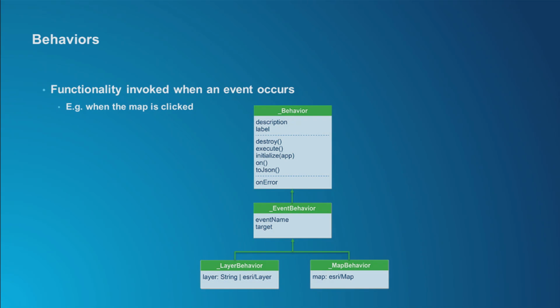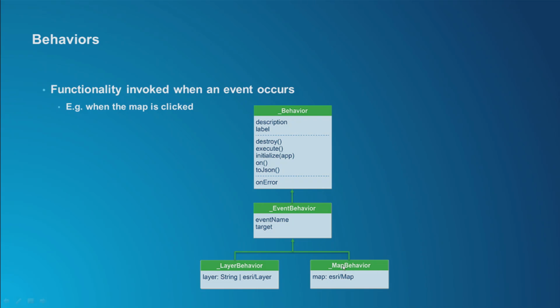The same thing happens on the behavior. For behavior, we provide an underscore behavior class. You just need to inherit from the class. And it has two subclasses: one called layer behavior, the other called map behavior.